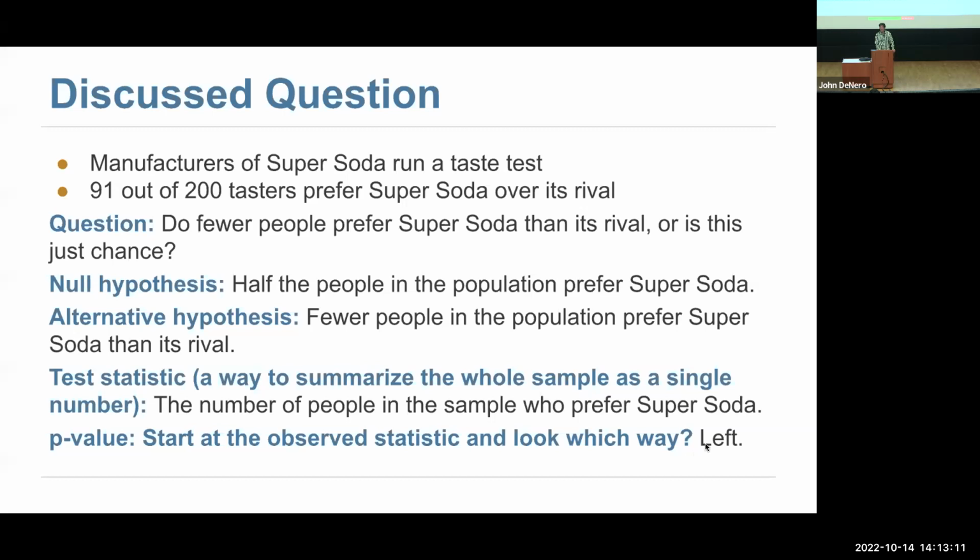We then calculated the p-value as the percentage of the simulations where the test statistic happened to come out 91 or smaller. And we found that was 11%. 11% was not below our p-value cutoff of 5%. So we decided that we could not reject the null hypothesis. The null hypothesis still looked pretty good.